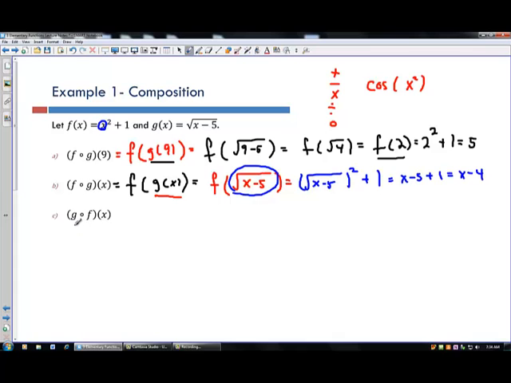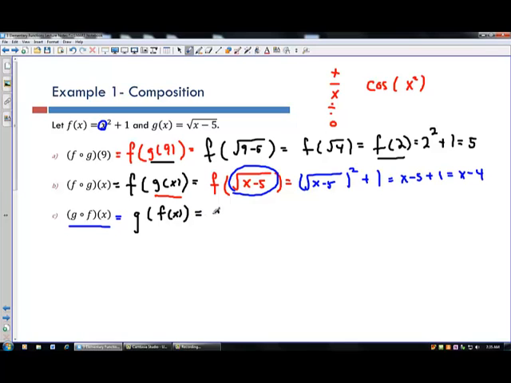Now in the next one, we're going to do g composed with f of x. So let's write it down again. This is g of f of x. Now we're going to do the composition the other way. And what you're going to see is that you do not always get the same answer. Usually the answers are actually different. The fancy way to say this is that composition is a non-commutative operation.